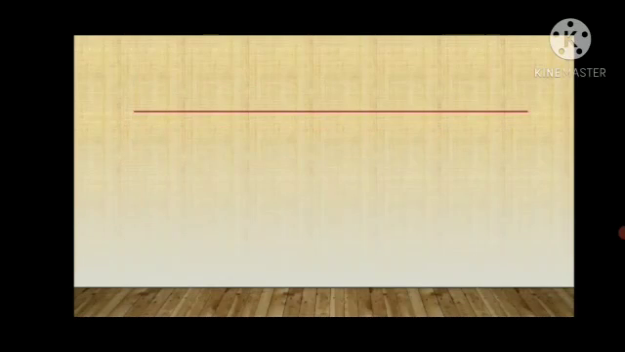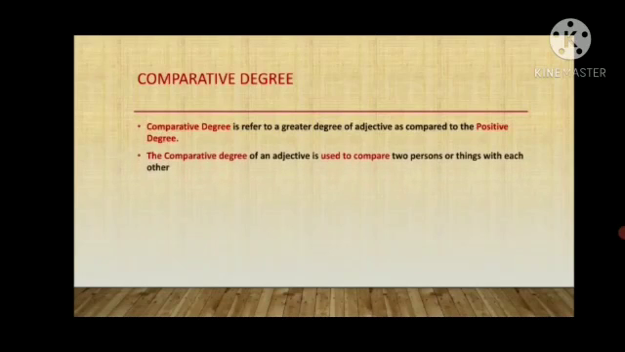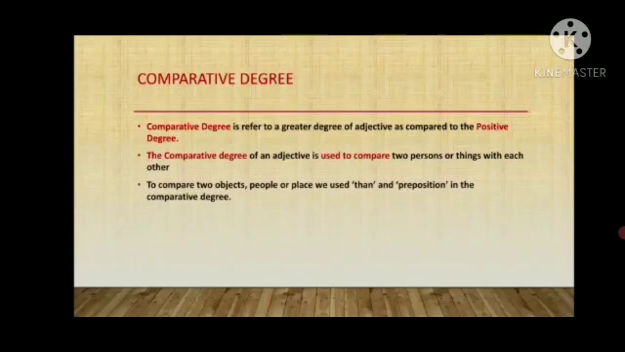Now we will see the comparative degree concept with the example. Comparative degree refers to a greater degree of adjective as compared to positive degree. The comparative degree of an adjective is used to compare two persons or two things with each other. To compare two objects, people or places, we use than and a preposition in comparative degree. We compare their qualities, quantities, size, etc.